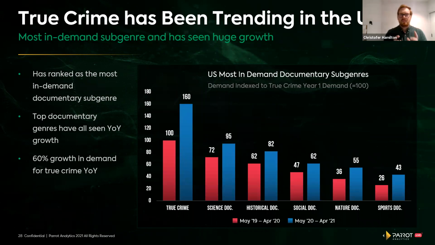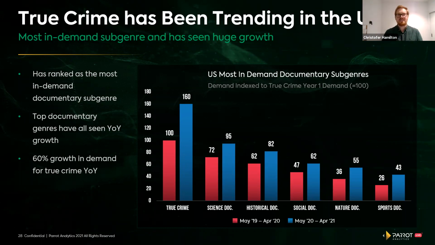So this chart is looking at the top most in demand documentary subgenres and how they've shifted year on year. So true crime has consistently been the most in demand documentary subgenre, but we see from 2020 to 2021, demand for true crime has grown 60%. We see demand for all of these documentary subgenres growing year on year, but true crime in particular has had strong growth. So that's really driving some of the top level growth we're seeing in the documentary genre.